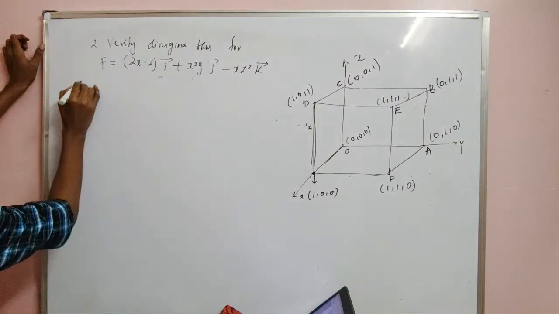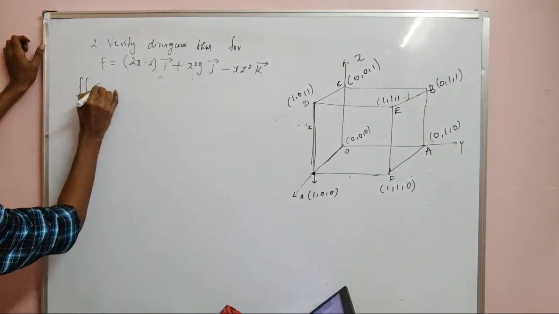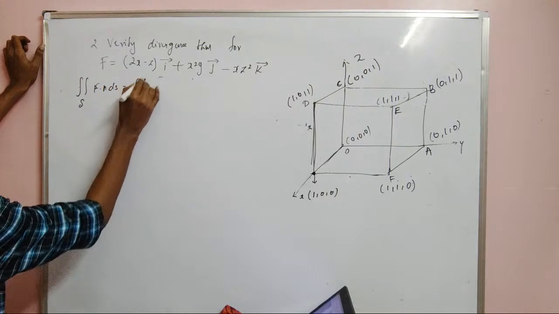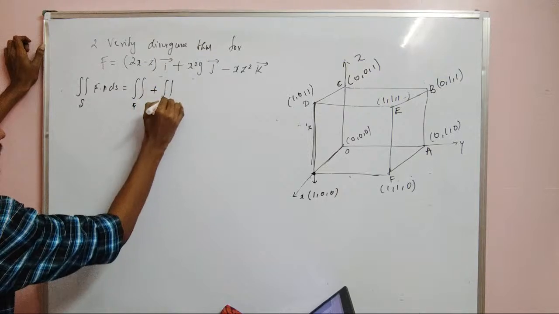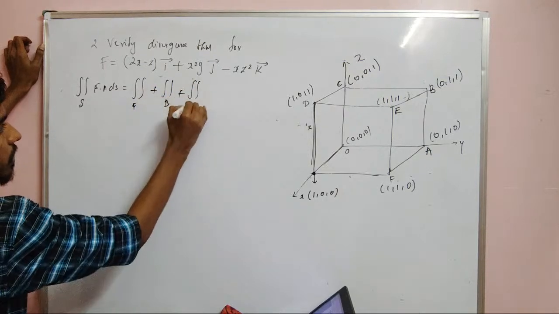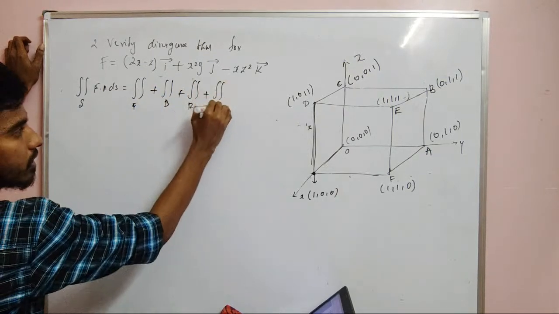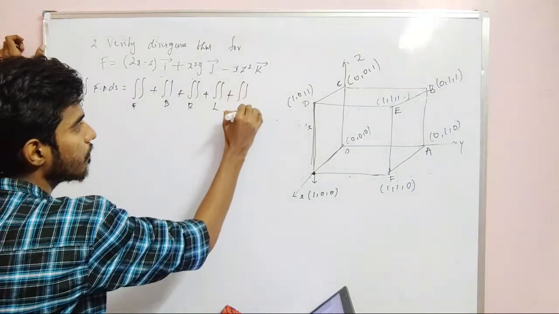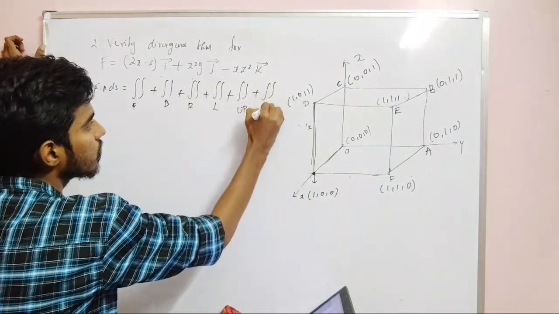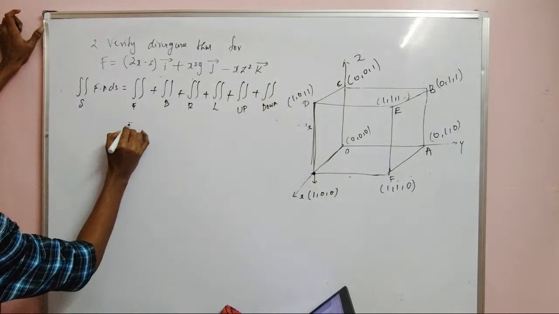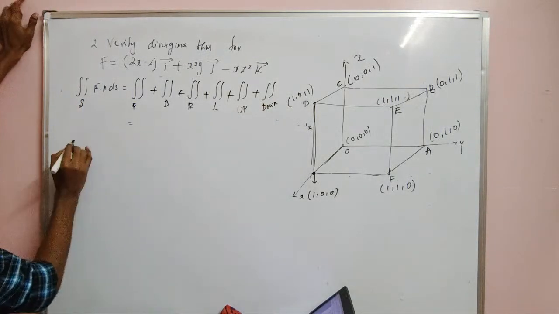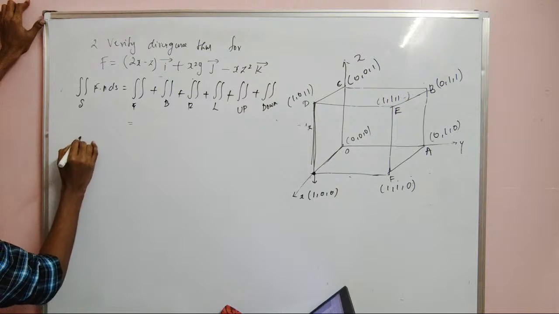So the double integral over S of F dot n dS will be the double integral front plus the double integral back plus the double integral right, the double integral left, the double integral up, the double integral down. So we will find them one by one. Let us give some space here for the answers. So first we will find front.